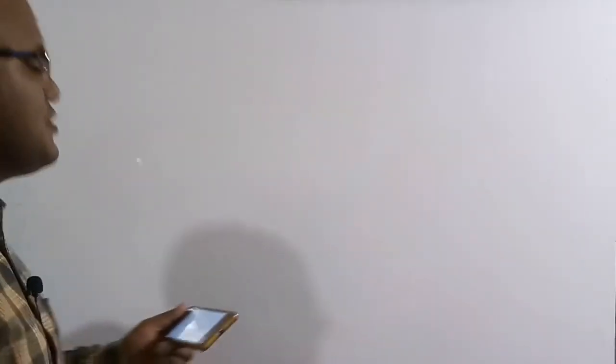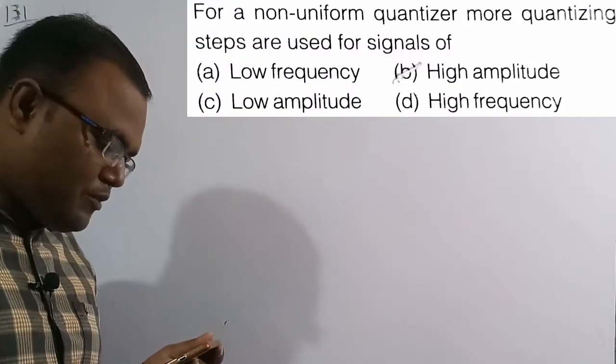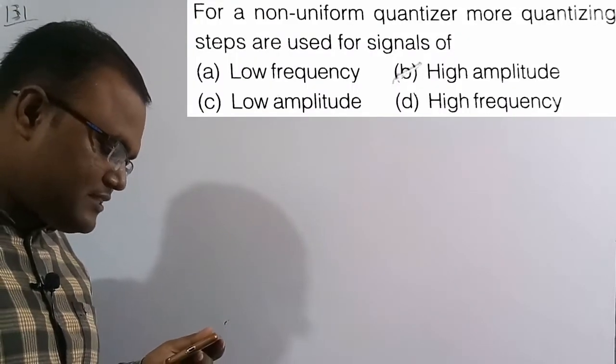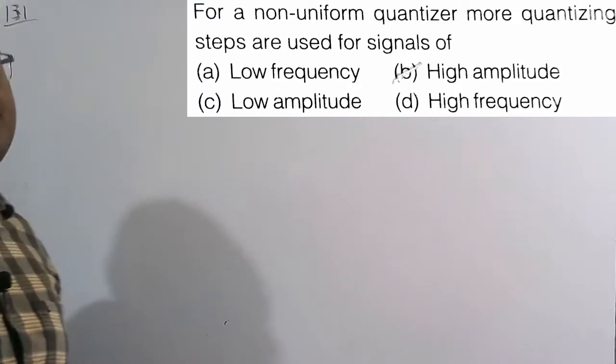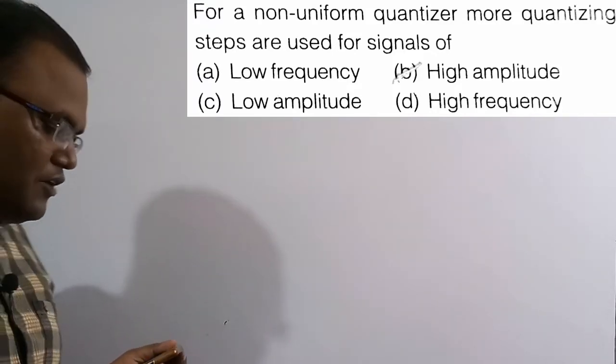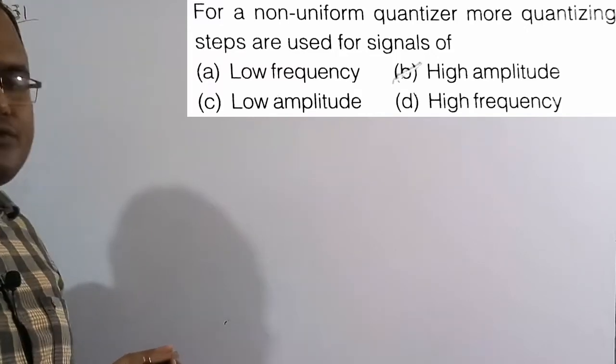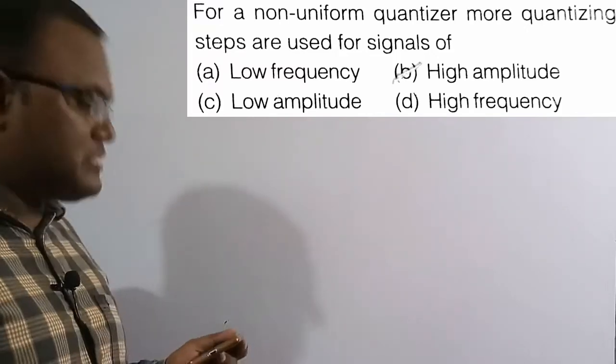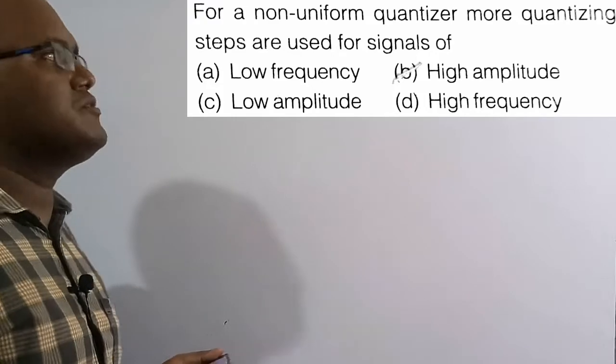So let's get started. Now we are going to solve the 131 question. For a non-uniform quantizer, more quantizing steps are used for signals of. So what are the four options? Option B, high amplitude. So here for non-uniform quantizer, more quantizing steps are used for the high amplitude signals.